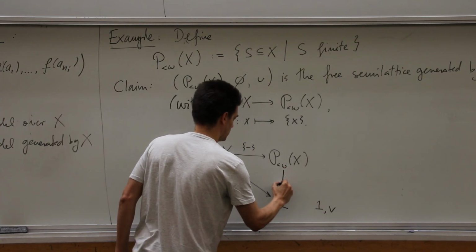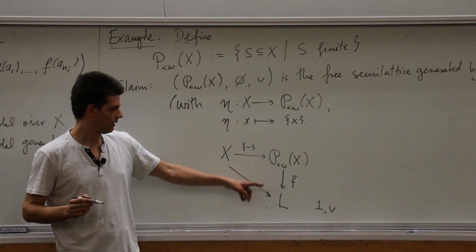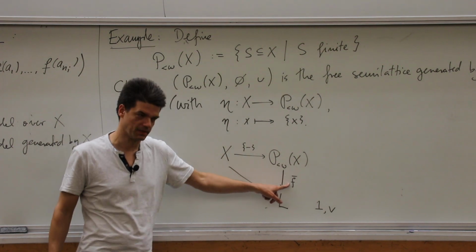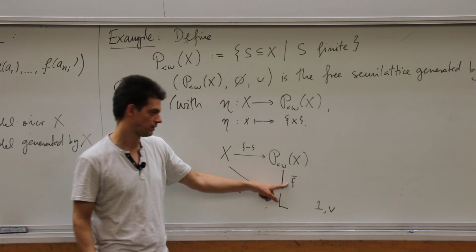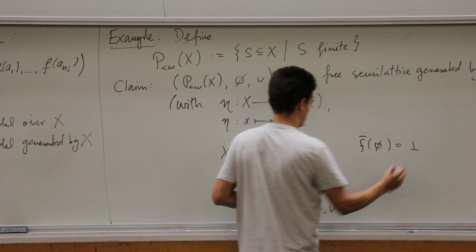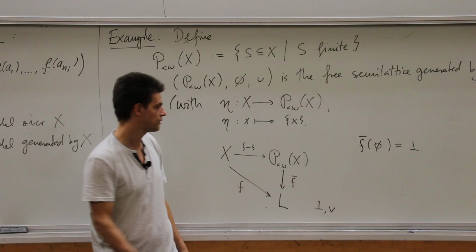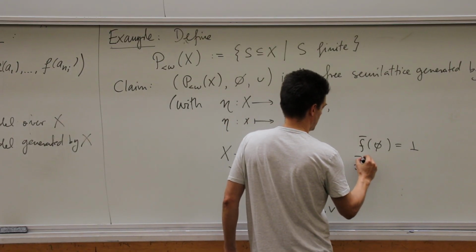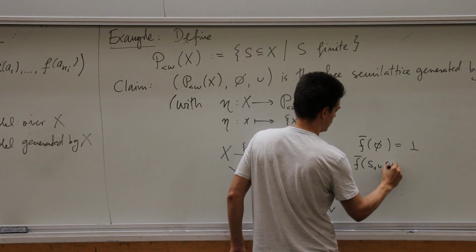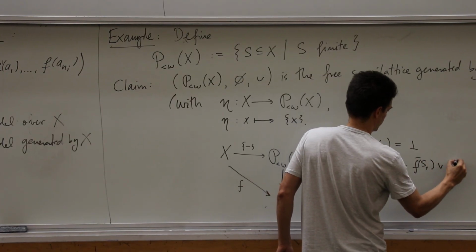And now I wonder, given such an F, what is this going to do, this thing here? So this thing here has to be a homomorphism. So it has to preserve the operations. So first of all, because it has to preserve the operations, it has to map the empty set to the bottom element, yes? Because that's what it means to preserve operations. It also has to preserve union. So if I have S1 union S2, this needs to be F of S1 join F of S2.